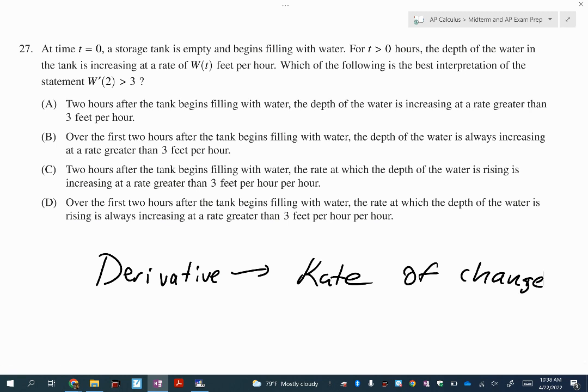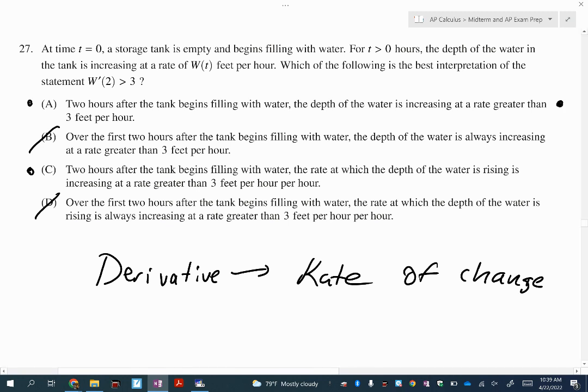So we're talking about the depth of the water increasing at a rate that we call W'(t) feet per hour. So we're talking about the rate of change of this is going to be greater than 3 at time 2. So when you read your answer choices, I like these two, like picking between, because they're saying at time t, 2 hours after, right? So at time t, not over the 2 hours, because we're saying literally at this moment in time, 2 hours later, not over 2 hours, okay?